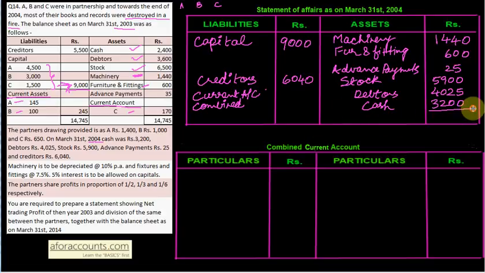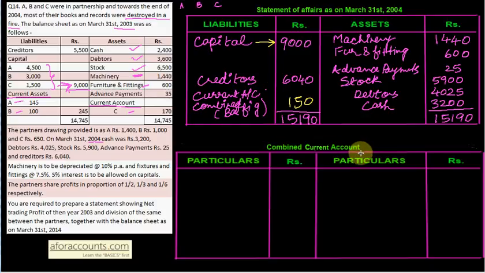So take the total of the asset side. Six items now. The total is 15,190. Subtract 9,000 and 6,040 from here. You get the combined current account, which is your balancing figure, and that comes up to 150. That is 15,190 minus 9,000 minus 6,040, which is 150. So now the capital is constant. Only adjustment will be done in your current account balance.